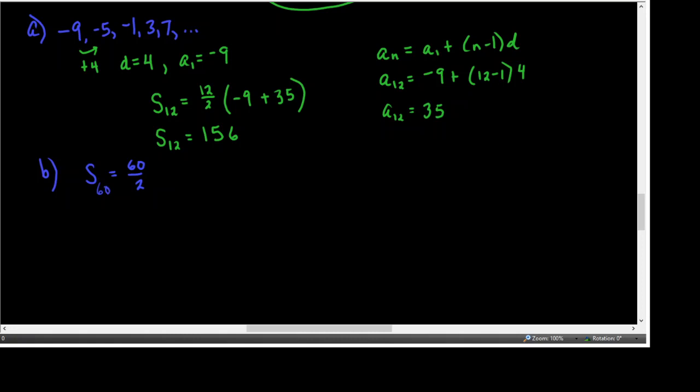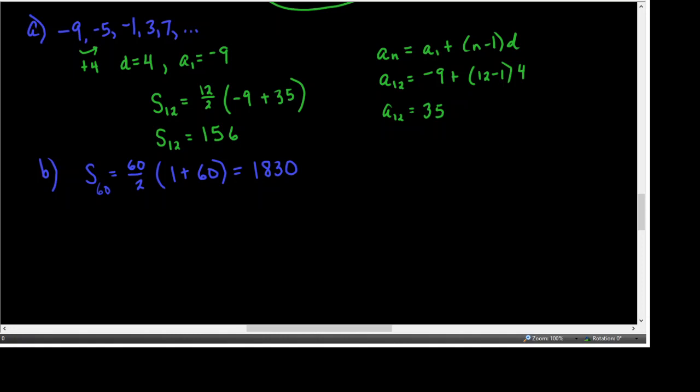Not the generic S sub n. The first of the 60 positive integers is 1, and the 60th of the first 60 positive integers is 60, and you do that arithmetic and you'll get 1,830. Very quick sum of the first 60 positive integers, because that's definitely arithmetic.